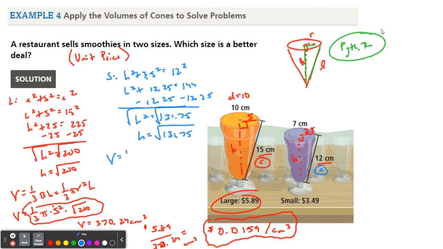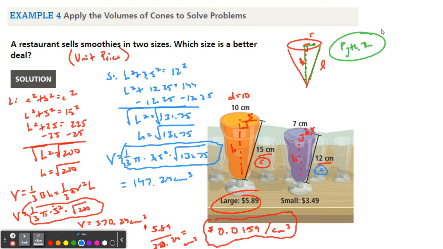So again, to find the volume formula, 1/3 pi times our radius squared times our height of the square root of 131.75. When you multiply this big thing out, you get a number to 2 decimals of 147.24 centimeters cubed. So then I'm going to take the dollar amount for a small, $3.49. I'm going to divide by 147.24 centimeters cubed. And when you do the division, you get $0.0237 per centimeter cubed.